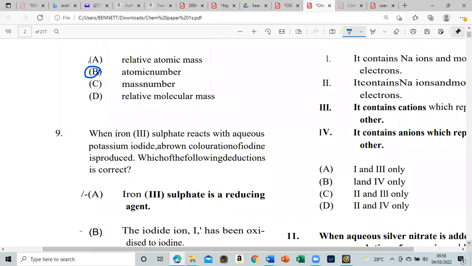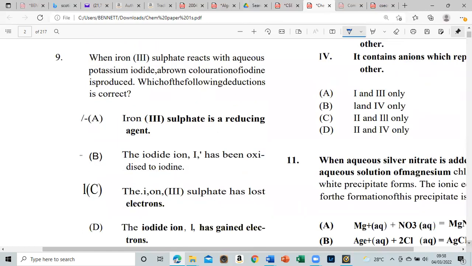Iron(III) sulfate reacts with aqueous potassium iodide. A brown coloration of iodine is produced. Which of the following deductions is correct? One, iron(II) sulfate is a reducing agent. Two, the iron is being oxidized to iodine. Or three, the iron(III) sulfate has lost electrons. Or D, the iodide ion has gained electrons. And number nine, that would be B, the iodide ions have been oxidized to iodine.